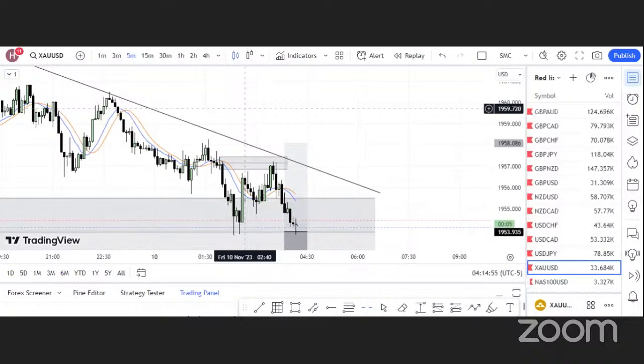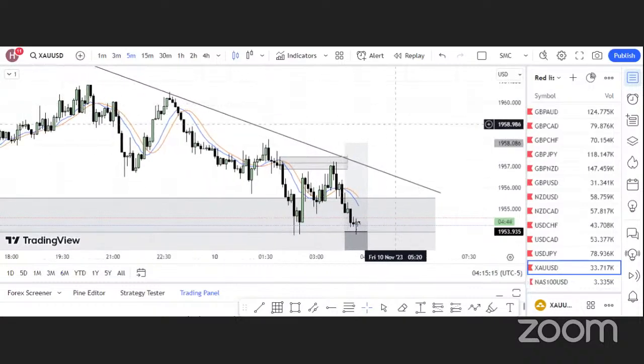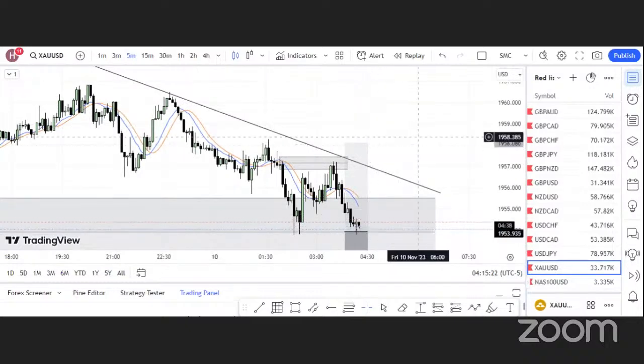Guys, you see how I'm able to get this kind of entries, perfect entries. So let's wait for the second candle to make a retracement. So it's making a retracement right now. Okay, guys, let's buy gold. Gold, buy right now.